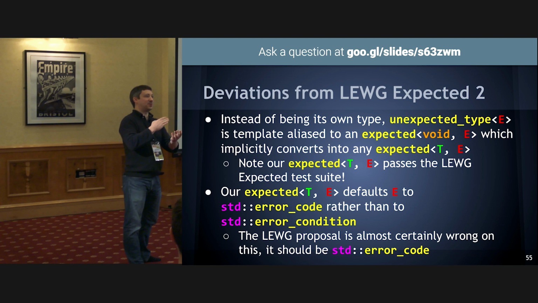Other deviations, yes. Outcome's fundamental core monadic programming constructs permit implicit conversion from any lesser representative monad into any more representative monad automatically. So because of that, it was much, much easier just to define the unexpected type, the type sugar that I was mentioning earlier on, as an expected<void, E>. Because expected<void, E> will always implicitly convert into any expected<T, E>.